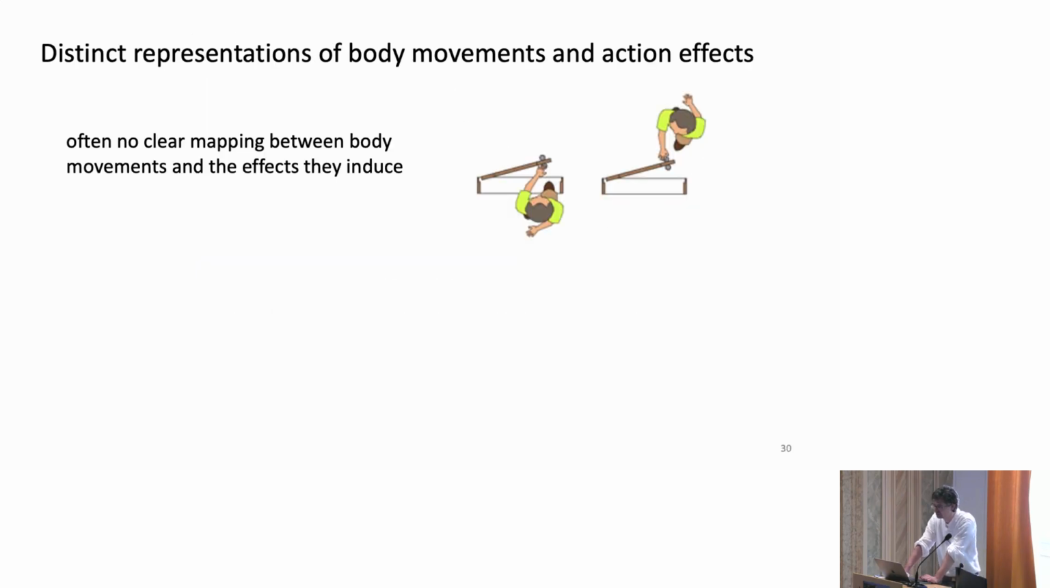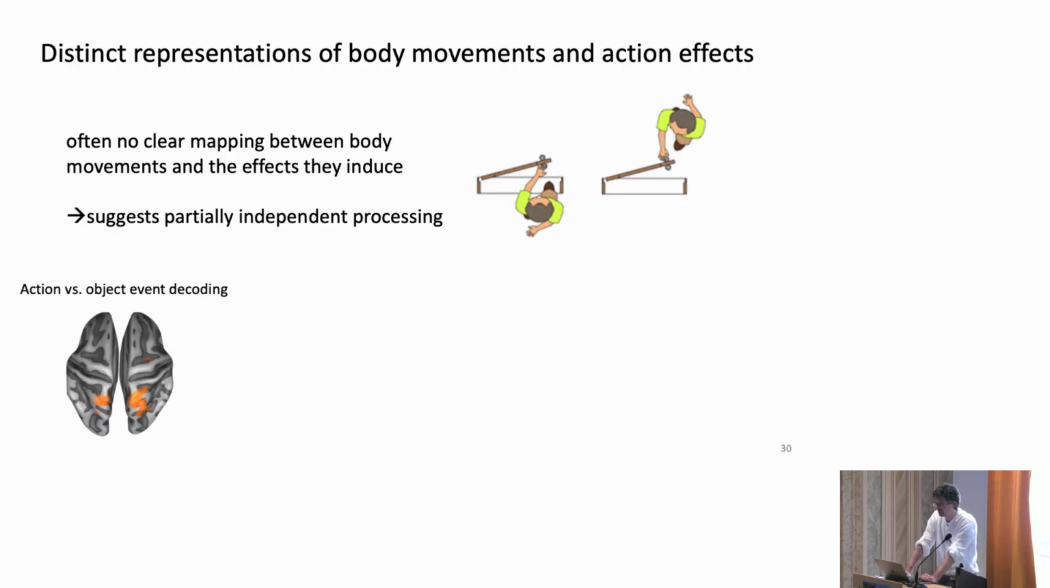Now, often there's no clear relationship between an object change and the specific means, for example, certain body movements, by which the object change is induced. For example, we can open a door by pushing or by pulling the handle, depending on which side of the door we are standing on. So this suggests that the body movements and the effect they induce are, at least partially, independent from each other.